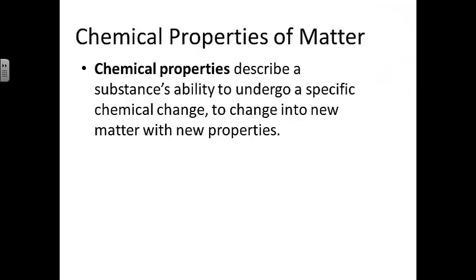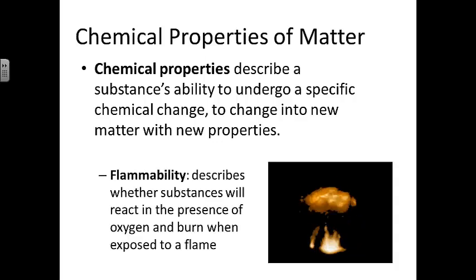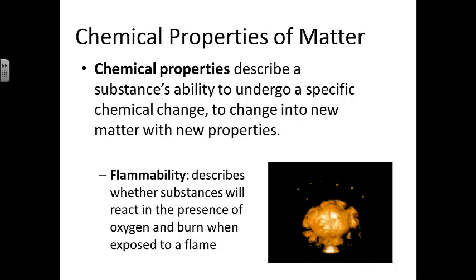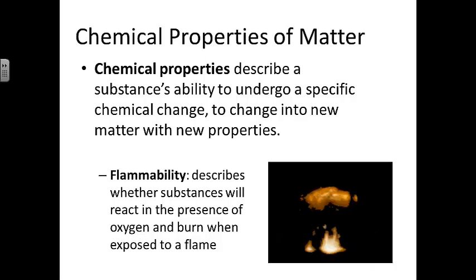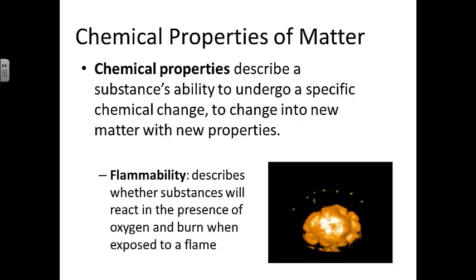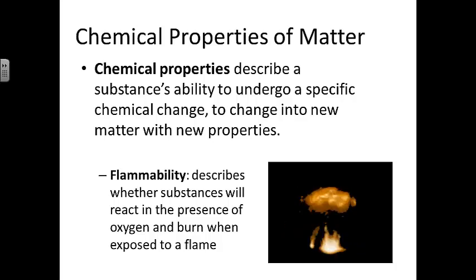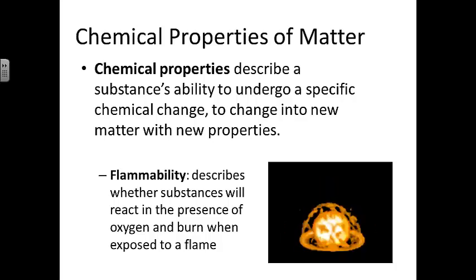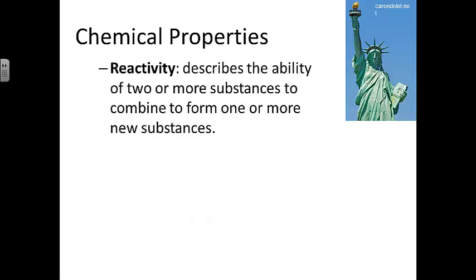Chemical properties describe a substance's ability to undergo a specific chemical change, to change into new matter with new properties. Flammability is an example of a chemical property. It describes whether substances will react in the presence of oxygen and burn when exposed to a flame. So things are either flammable or inflammable.